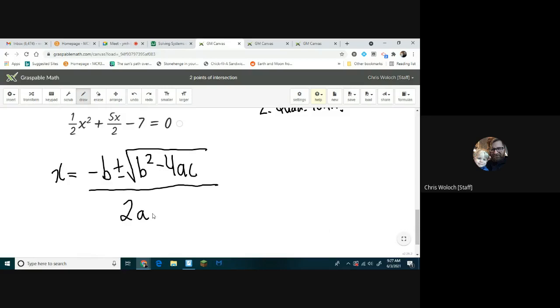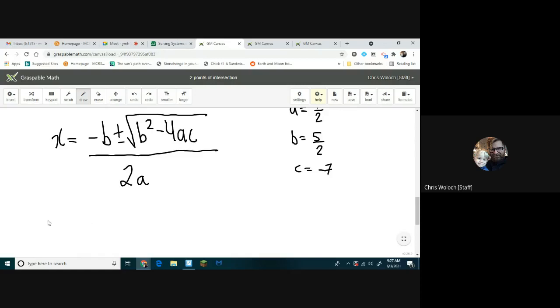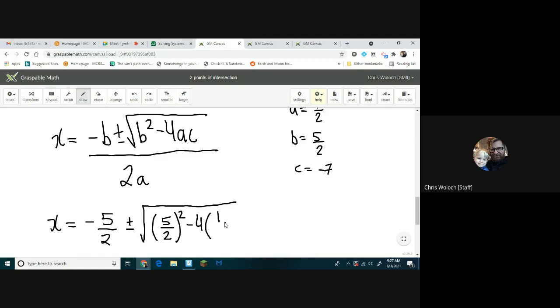All right. So I'm just going to write down our values here. A is 1/2, B is 5/2, and C is -7. Oops, I forgot to input the numbers. So this is going to be minus 5/2 plus or minus some square root of 5/2 squared minus 4 times a half times -7.